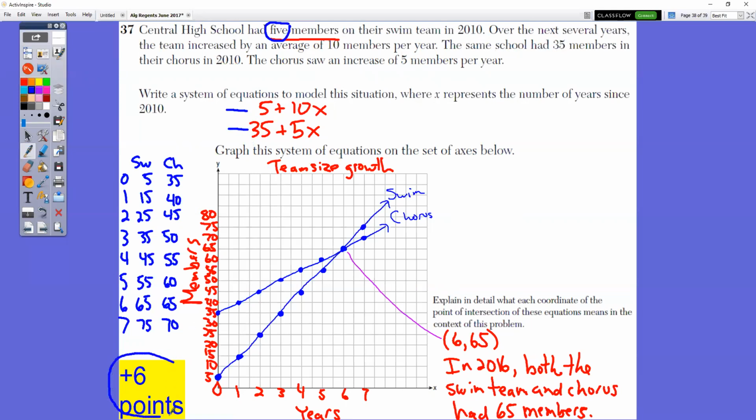By the way, notice that this one is a 6-point question. So I would say this is worth 1 point. This is worth 1 point. Each graph, when you go to graph it, each graph would be worth 1 point. The coordinate here would be worth 1 point, and the explanation would be worth 1 point.